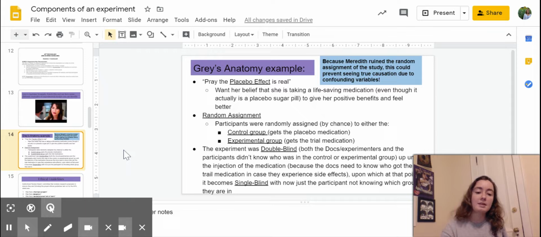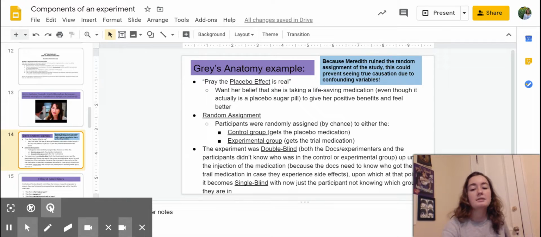You see random assignment going on in this Alzheimer's study because the participants were randomly assigned by chance to either the control or experimental group, right? The researcher isn't picking teams and picking their favorites and putting them in the experimental group, right? It's all completely random and up to chance. The experiment was double blind up until a point. So both the doctors and the experimenters and the participants in the study didn't know who was in the control or the experimental group receiving that Alzheimer's drug.